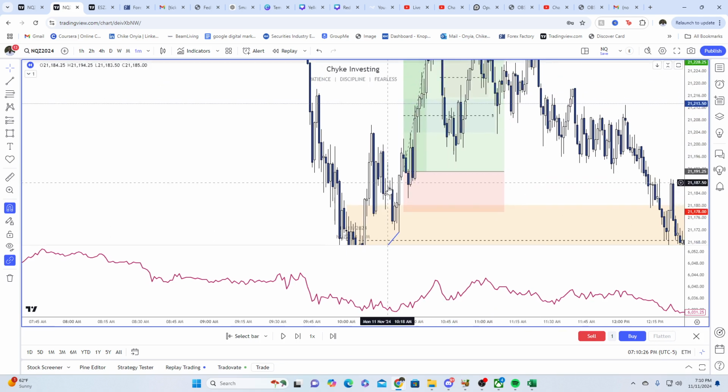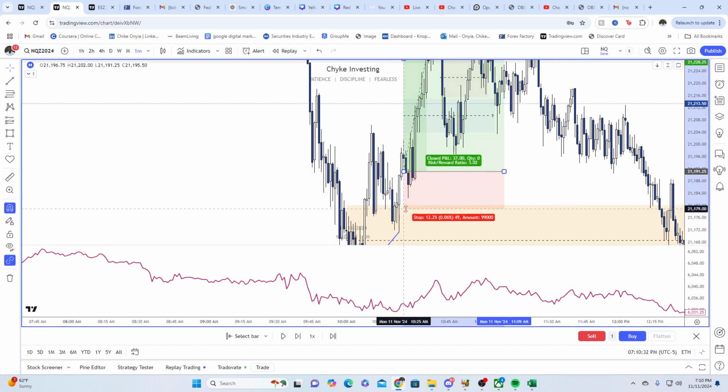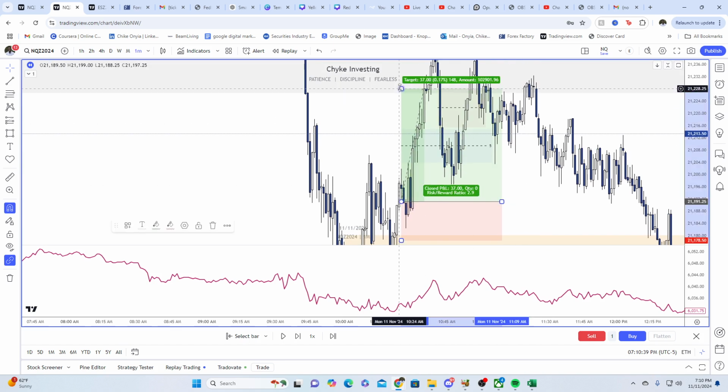Keep it below this price action right here, this breaker. Plus a lot of wicking right here, a lot of balanced price action. Plus you have this fair value gap and this very tiny inversion right there. In for 1 to 3.